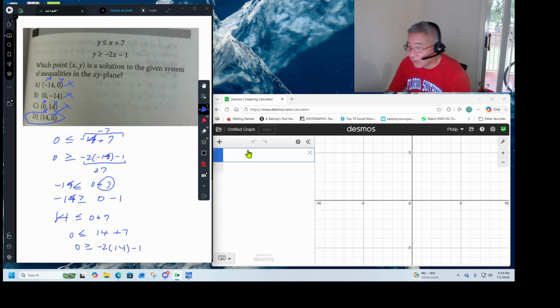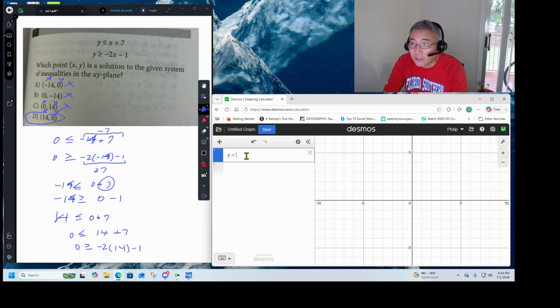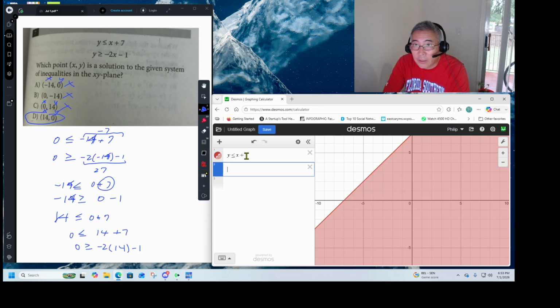Let's see, how do you do this in Desmos? In Desmos, they give you equations, so you might as well just type these equations as is into Desmos. To type in less than or equal to, you just type in less than, and then equal, and then it'll combine it into one symbol. So this is one of the strong points for Desmos, right? Typing in these types of equations.